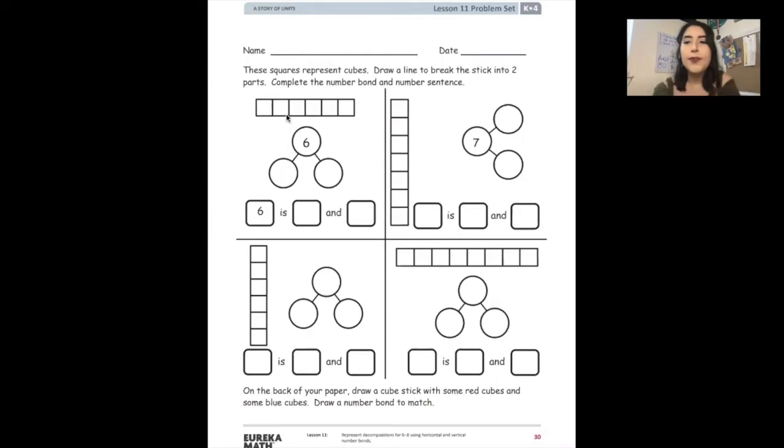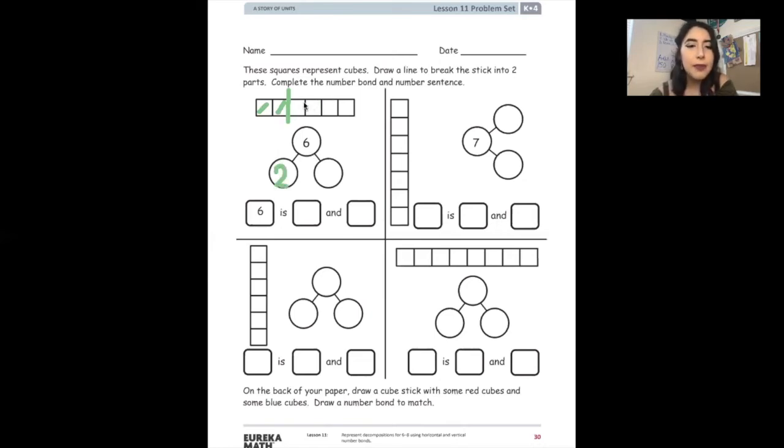Okay, so we are going to work on our problem set for today. So I have these squares here. These squares represent cubes. Draw a line to break the stick into two parts, just like we did in our concept development, and complete the number bond and number sentence. So if I wanted to break it, let's say right here, how many would I have on my left side? 1, 2. So I would write 2 in my first part on my number bond.